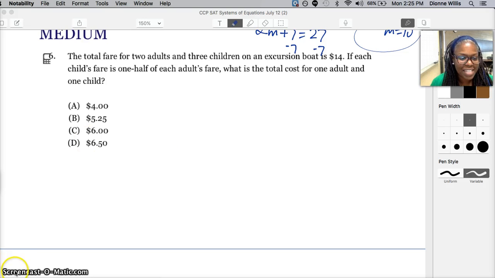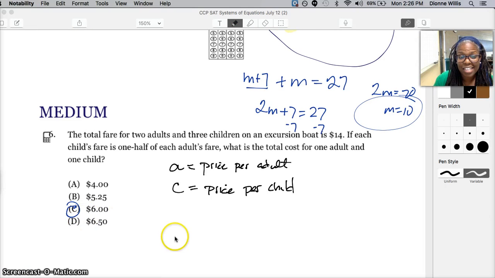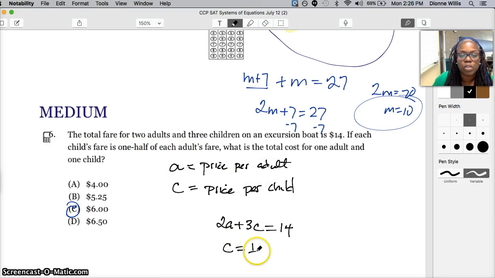This problem, though it's in the medium section, is very similar to the last one. And by the way, the answer is C. Let's get started. So I'm going to start off with A being the price per adult and C being the price per child. Notice my variables have a numerical value. You know that there's a number attached to that. So we find out that for 2 adults and 3 children, so for 2A plus 3C, we paid $14. If each child's fare is 1/2 of each adult's fare, so that means the child's fare is equal to half of the adult's fare. What is the total cost for one adult and one child?